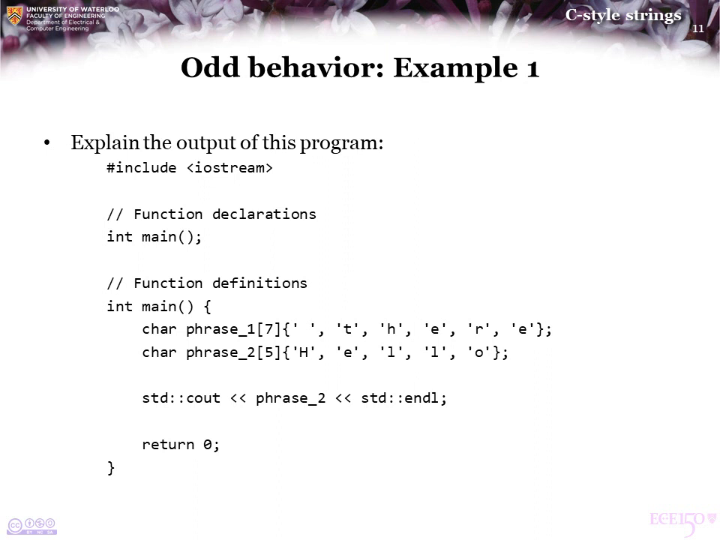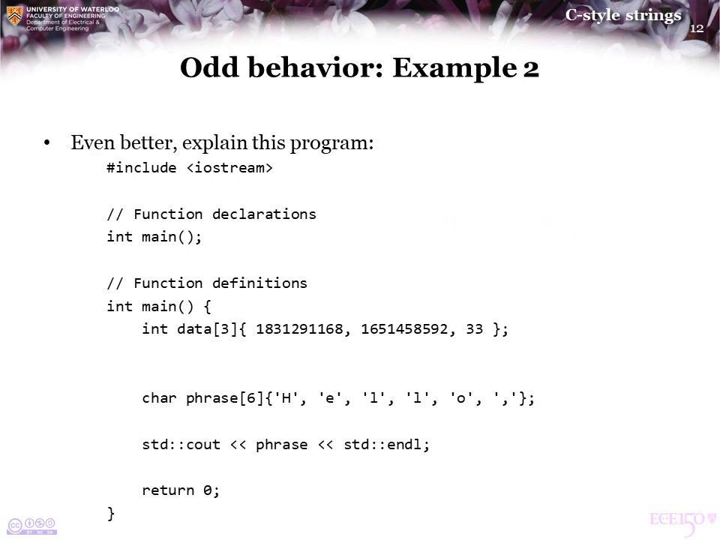Now, here's some homework for you. In this program, I have 2 character arrays, phrase 1 and phrase 2. I'm only going to print phrase 2 to the screen. However, if you were to compile and execute this program, the output would be hello there. So, go back to the previous lesson on the call stack and try to determine why this program prints both strings.